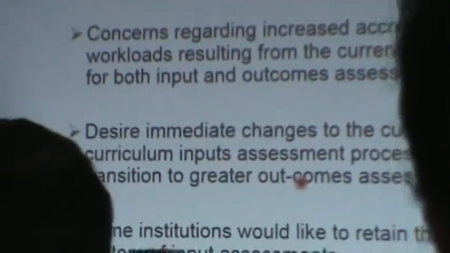Stakeholder transition challenges, and I think there are only a few slides left. Some of the institutional challenges or concerns that have been raised is the amount of increased workload that is resulting from outcomes assessment, in addition to what we require from input assessments and the AUs. Some institutions desire immediate change to the current curriculum assessment process as we transition to greater reliance on outcomes assessments. And in fact, some institutions like the way we're doing things quite fine and don't want to change anything with respect to inputs. They're quite pleased with the inputs and outputs assessment.